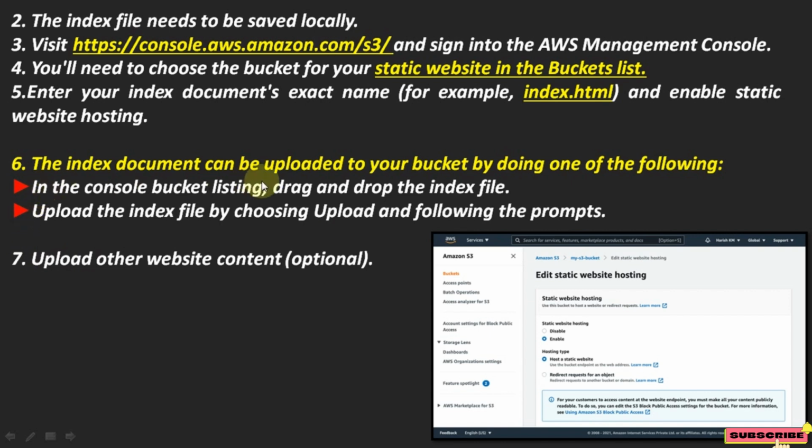The index document can be uploaded to your bucket by doing one of the following. In the console bucket listing, drag and drop the index file. Understand, it's a very easy format. Or upload the index file by choosing upload and following the prompts. Uploading other website content is optional if you are interested.